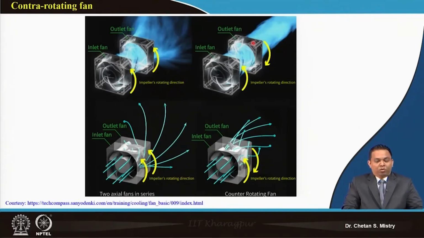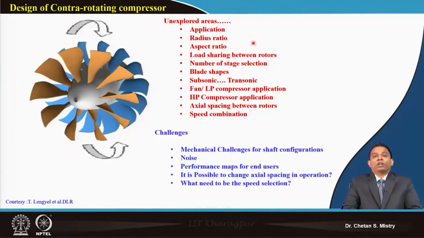Now, here we are talking about two rotors rotating in opposite directions. The special thing I want to explore is the unexplored areas. We are still finding applications for this kind of configuration. Where can we apply this configuration, other than aero engines and cooling fans? Do we have other applications? Yes, that needs to be explored.